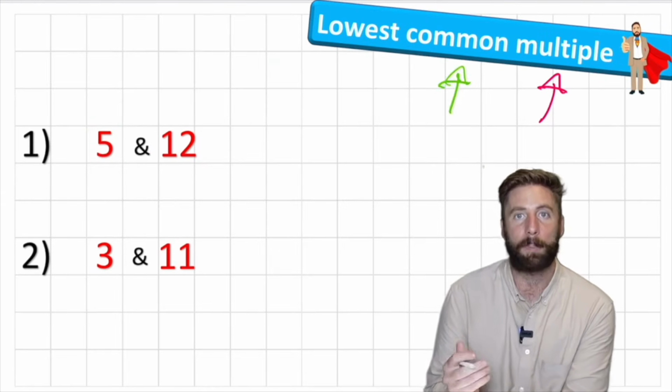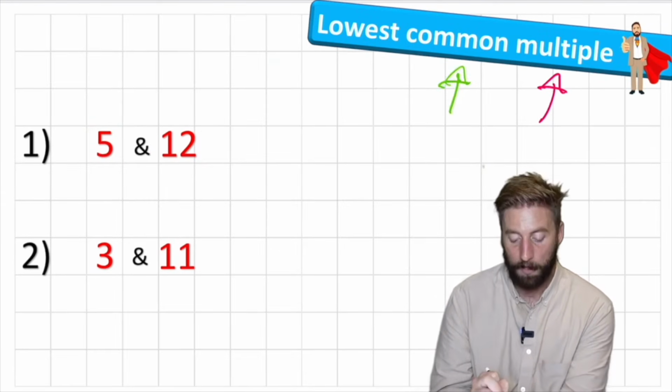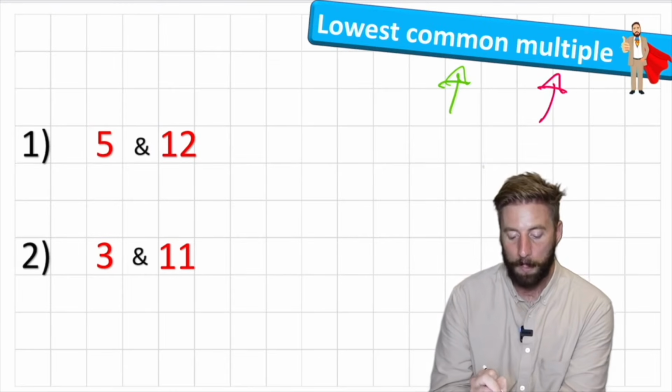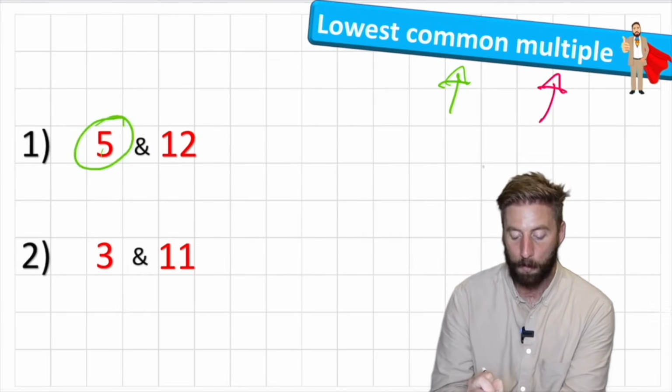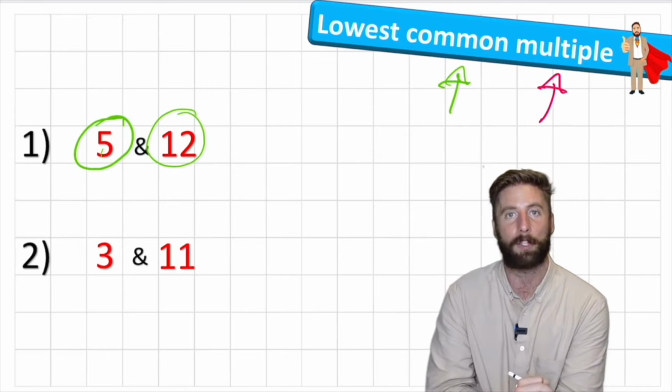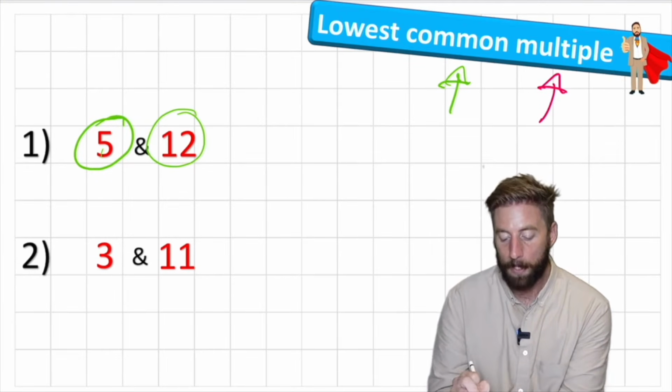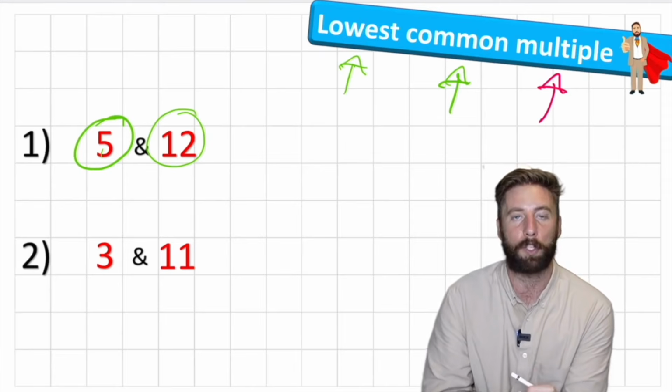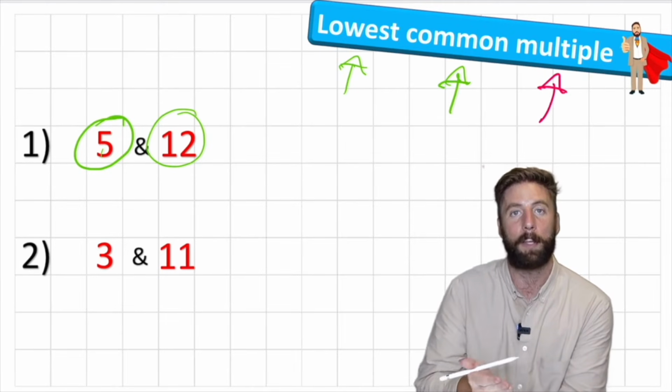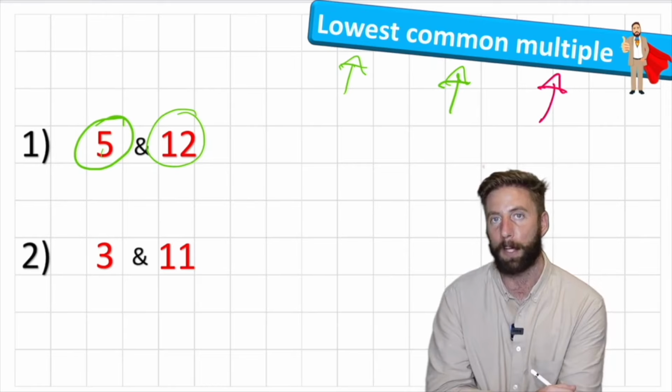Okay, common just means the same, together. So it means if I'm trying to find the common multiple, it wants me to find how many multiples are in both the 5 and 12 times table. And lowest simply means the smallest value. So we're looking for the smallest number that's in both of our multiplication tables.